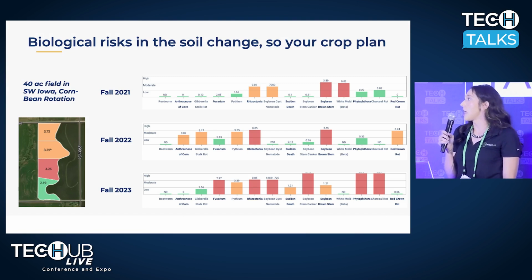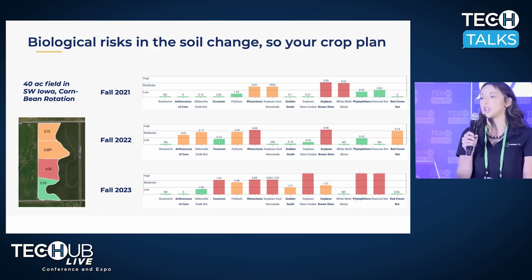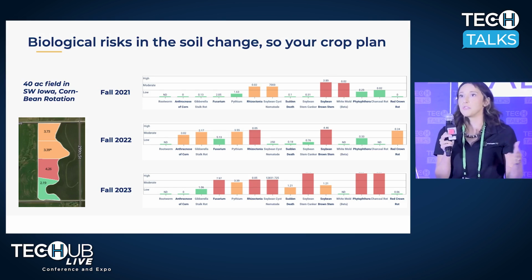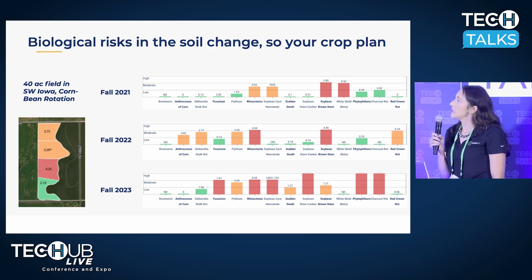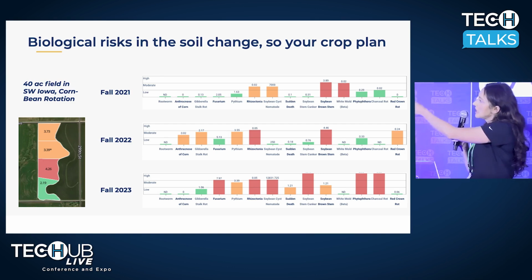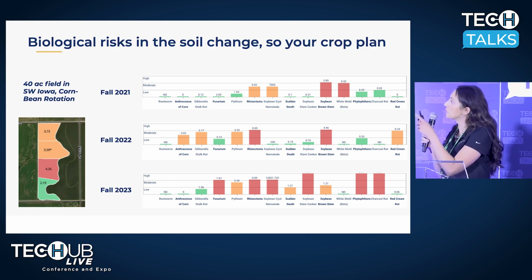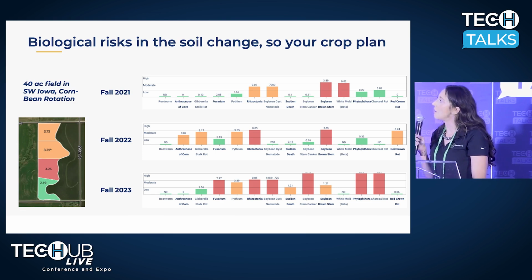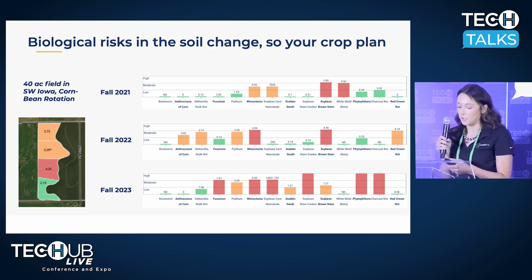So biological risks in the soil change. A lot of questions we get is, how often should I do a crop plan? Every year. How often are you deciding what to do every year? Are you doing the same thing every year? Probably not. So that's why we're recommending that every year you do your testing for pathogens in your soil, because as you can see, there's a lot of differences throughout. We did a rotation from corn to beans, and you can see the differences in the soil even when you went back to that rotation the following year.